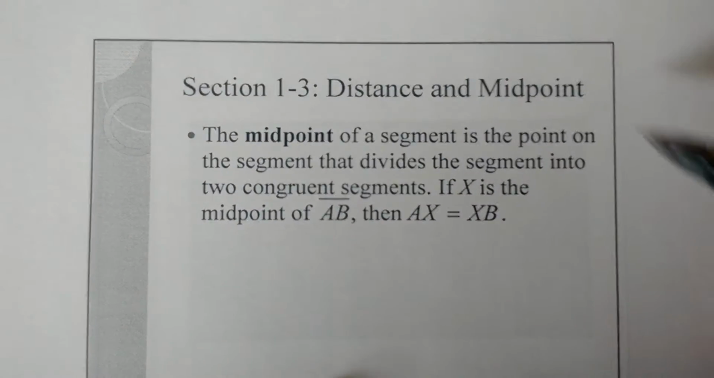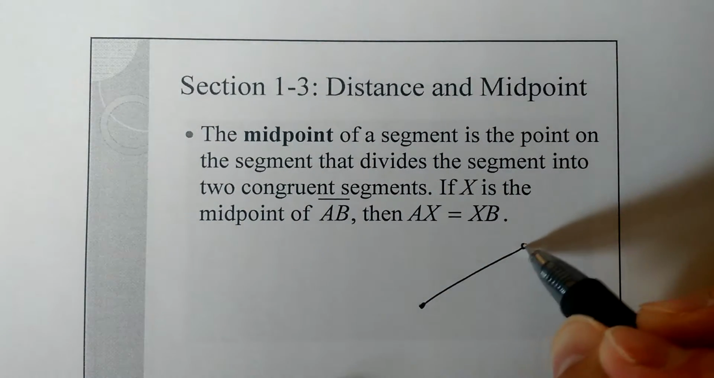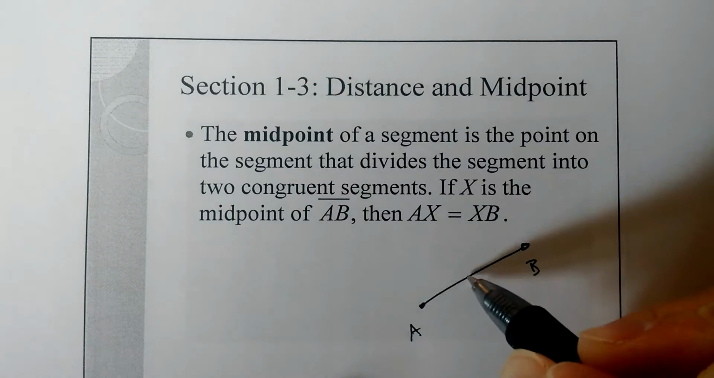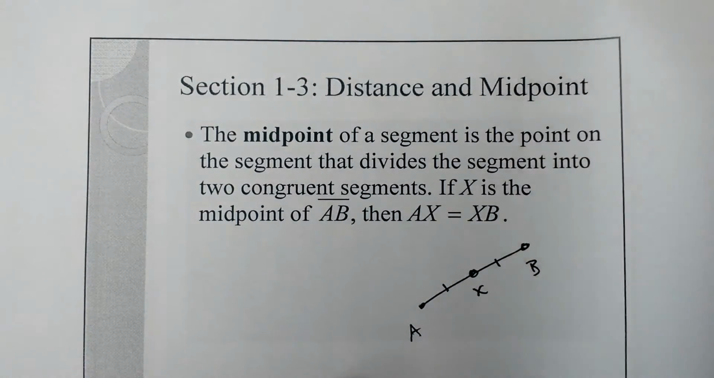So the midpoint of a segment is just the point that divides the segment into 2 equal parts. So if you had some line AB and X is the midpoint, that means these 2 parts are congruent to each other, or they're equal.